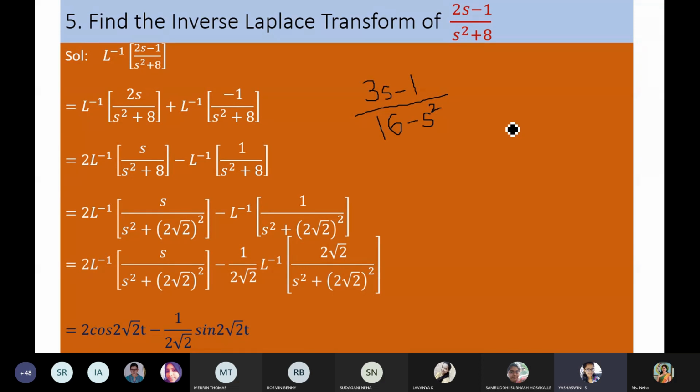Tell me. 3 cosh 4t minus 1 by 4 sinh 4t, whole minus is there? I mean, minus 3 cosh 4t plus 1 by 4 sinh 4t. Yes. So the final answer is minus 3 cosh 4t plus 1 by 4 sinh 4t. All of you have got the same answer? Is there anyone who got some other answer?